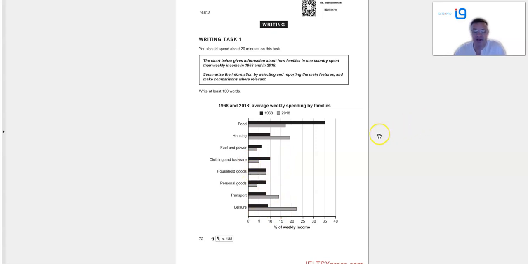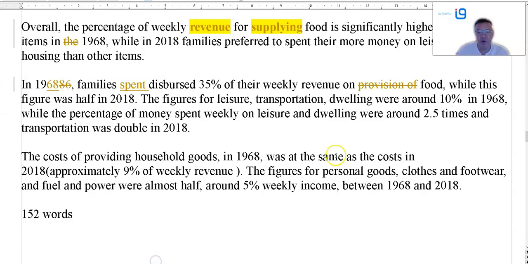That's the key features. You're comparing. In this year it was this, however in this year it was that. That's what you've got to do. Comparisons. So it's not the same cost in okay.